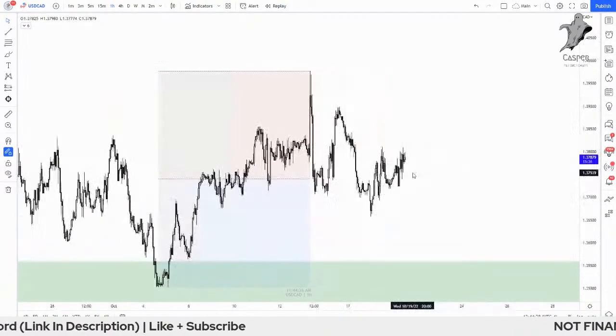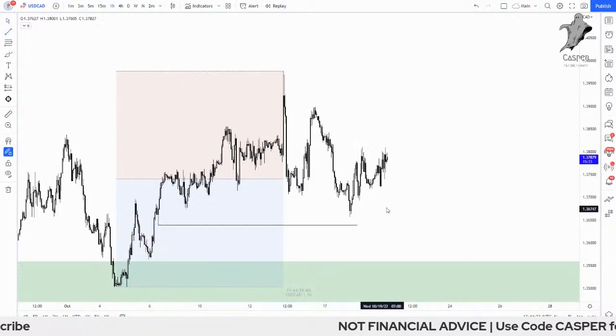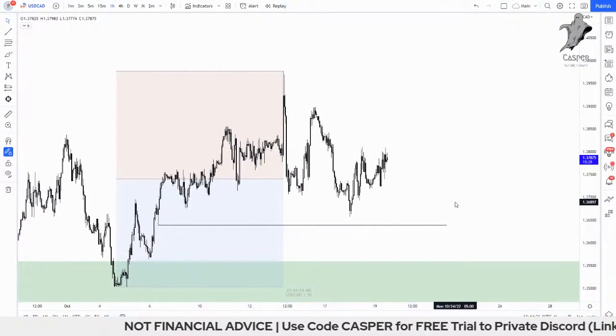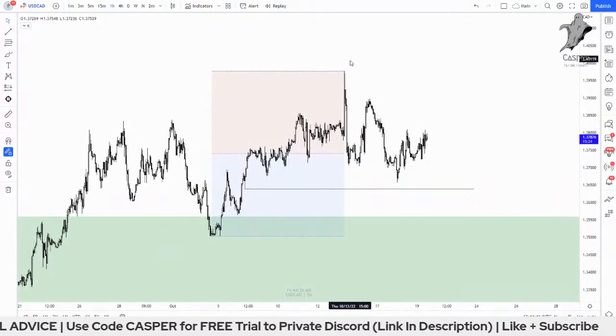Overall, it looks like more downside though. Something around that low would be nice, but I wouldn't really want to trade it, to be honest with you. And we're in that weekly order block.